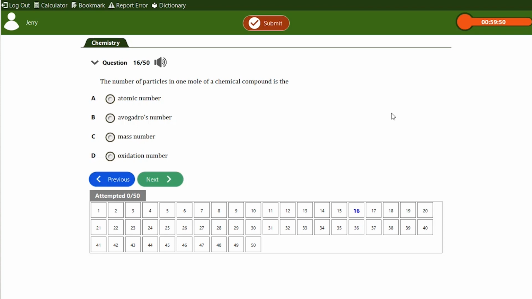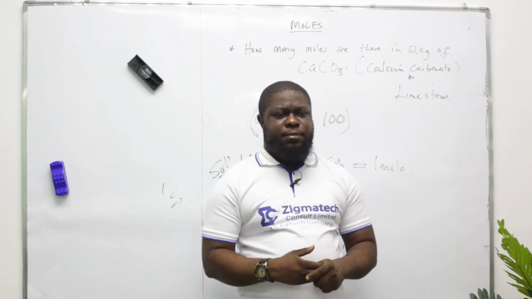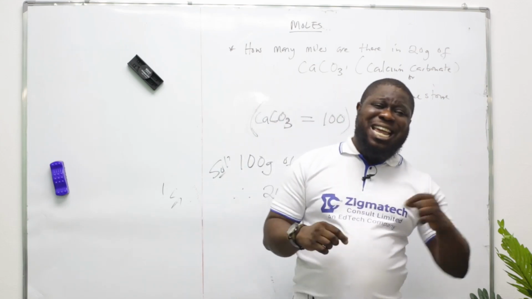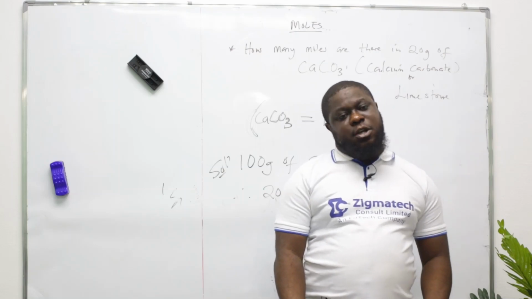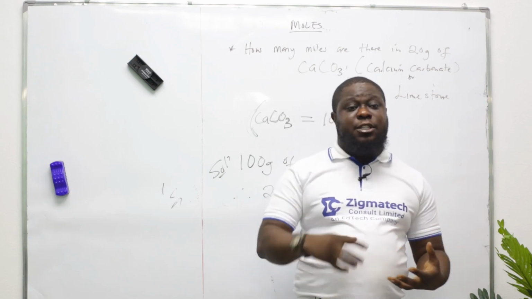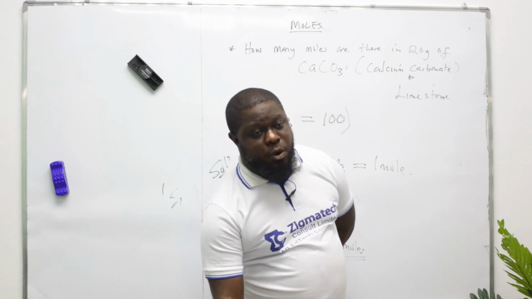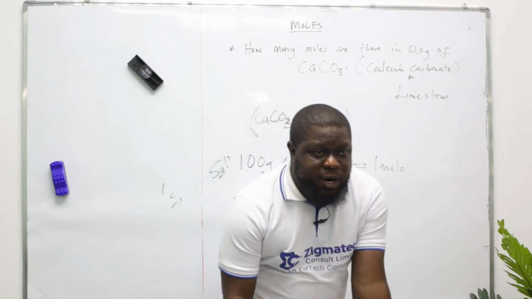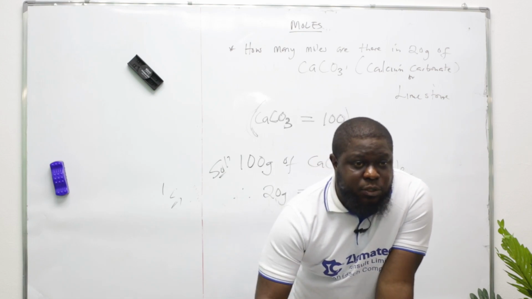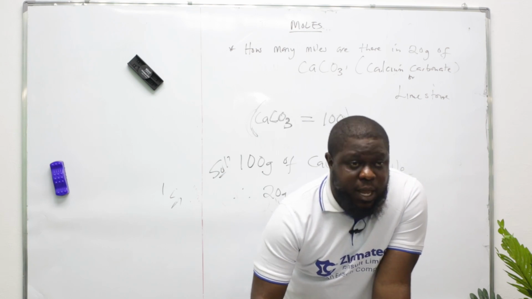I told you that when we talk about moles, I defined a mole as the Avogadro's number of a substance, and that substance is a compound or an element. So in essence, they said the number of particles in 1 mole of a chemical compound is the Avogadro's number. So the answer is B, Avogadro's number. Let's go to the next one, 2014.